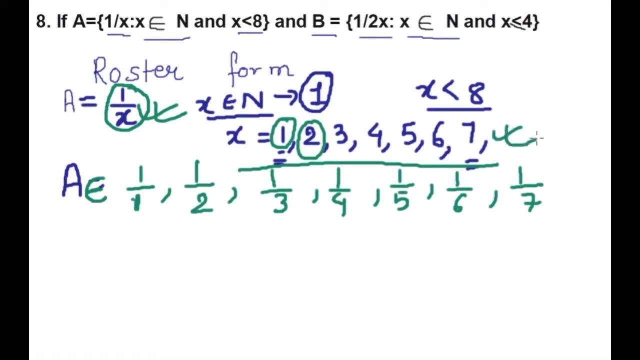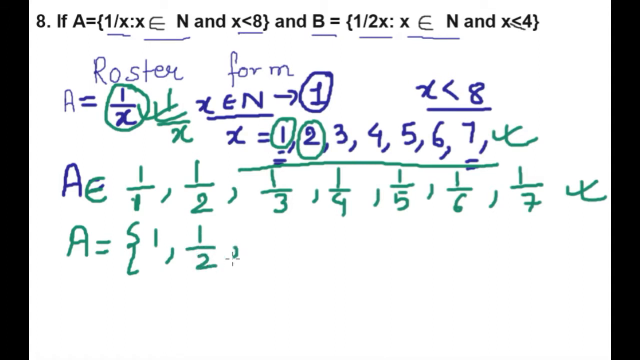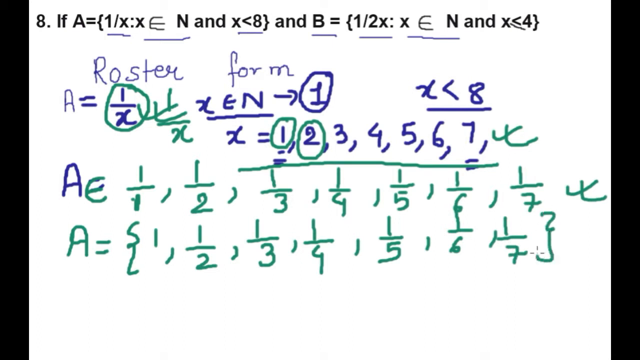हमने ये सारे x के value यहाँ 1 by x पे put किए हैं और ये हमें A का element मिल गया. Now we got the elements of A. तो अब हम set A लिख सकते हैं. Set A is 1, 1 by 2, 1 by 3, 1 by 4, 1 by 5, 1 by 6, 1 by 7. This is our set A.